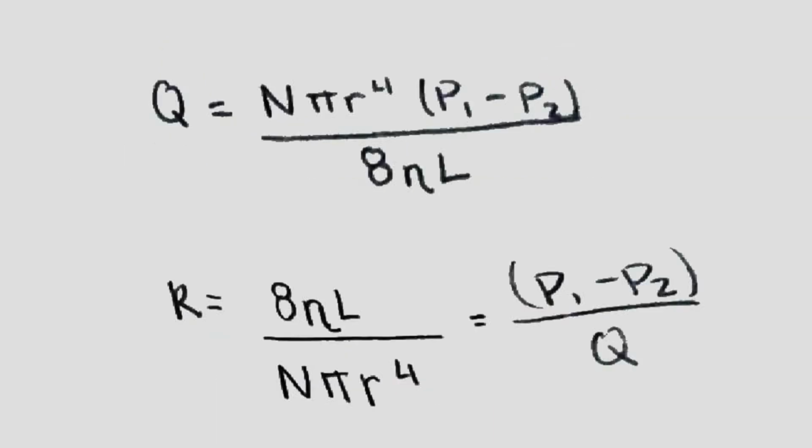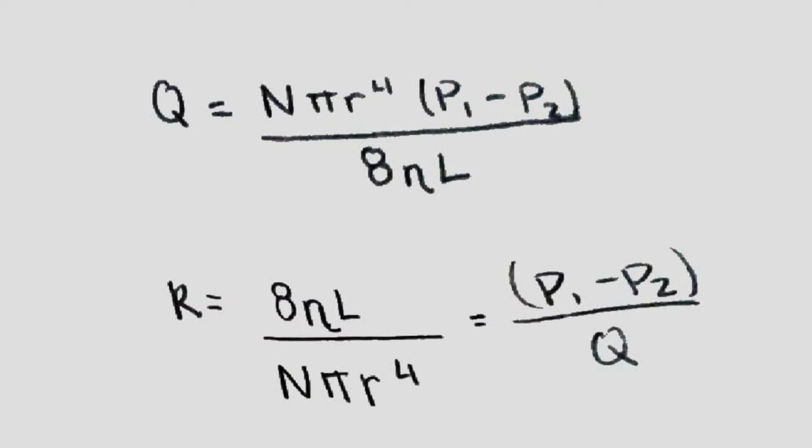These are two very important equations for this concept. The first equation calculates the flow rate. This is calculated by multiplying the number of tubes in parallel by pi, the radius to the fourth power, and the difference between P1 and P2. This quantity is divided by 8 times the fluid viscosity and the length of the tube. It makes sense that the longer the tube or the greater the fluid viscosity, the smaller the flow rate. The flow rate increases if there are more tubes in parallel, the radius increases, or the difference in pressure is greater.